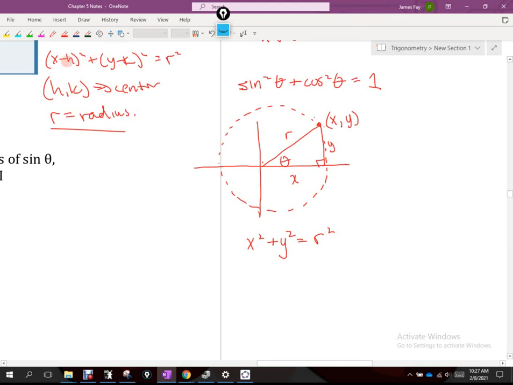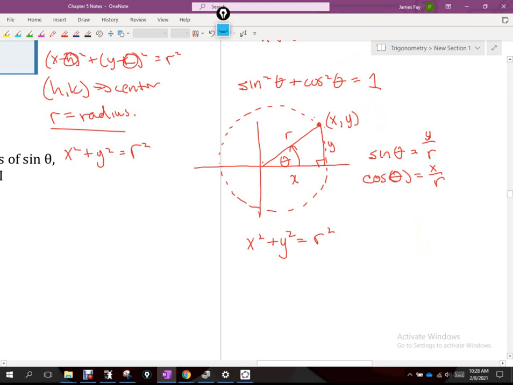Well, if we're centered at 0, 0, that goes to 0 and that goes to 0, and I'm left with x squared plus y squared equals r squared. Does that make sense? That's the exact same relationship that we're getting over here with this triangle. You all right with that? Now, if I said that this was theta, didn't we say that the sine of theta was y over r? Didn't we say that cosine of theta was x over r? You guys agree with that?